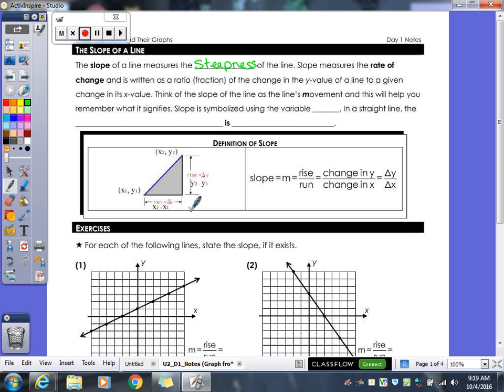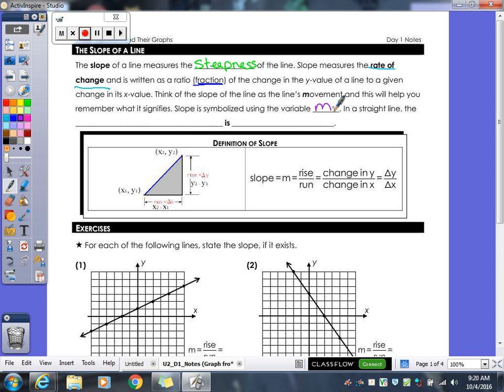So the slope of the line measures the rate of change, which actually, this phrase right here, rate of change, is pretty much what we're going to be using for the rest of the year. We'll say slope occasionally. Really, rate of change is what we're going to be saying a lot more often. So it is written as a ratio, which if you've forgotten, a ratio just means it's a fraction of the change in y over the change in x. Think of the slope of the line as the line's movement, and this will help you to remember what it signifies. Slope is symbolized using the variable m.